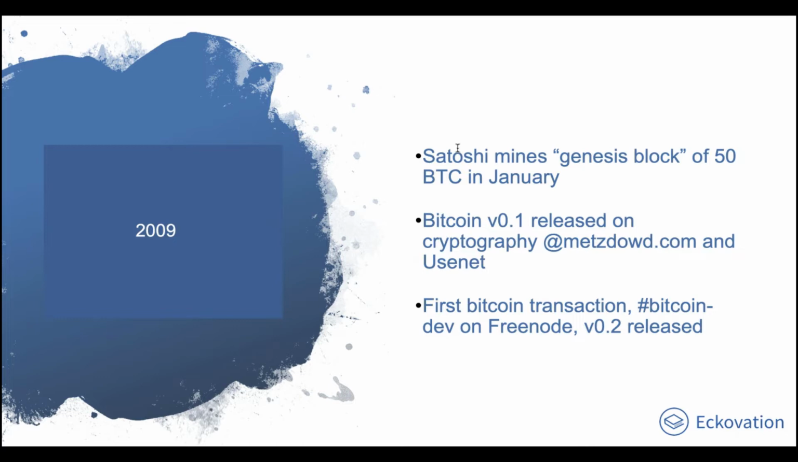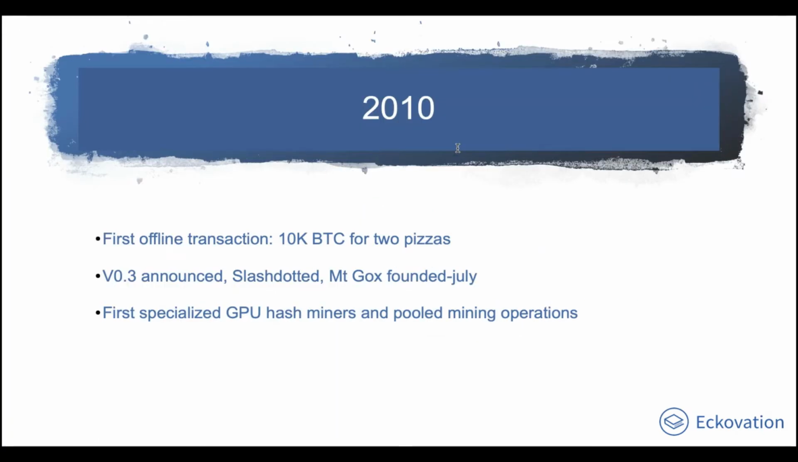Bitcoin version 0.1 was released on a website which is no longer available. The first Bitcoin transaction was also done on a free node. In 2010, ironically, two pizzas were bought for 10,000 Bitcoins. Today, the value of 1 Bitcoin is approximately $8,000.